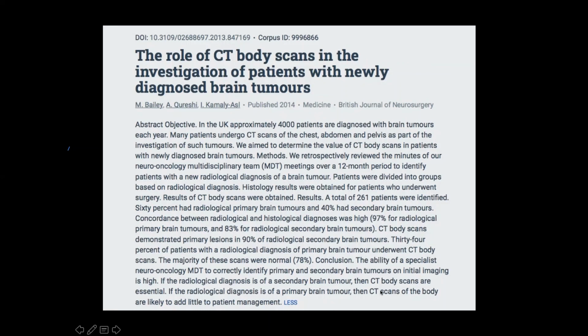And we have shown that CT body scans in about 90% of these tumors, 60% were primary tumors, 40% were metastasis. And the radiological diagnosis was high for primary brain tumors. So what I'm trying to say is that if you see a glioma, and you're confident it's a glioma, you do not need to do a CT chest and abdomen.